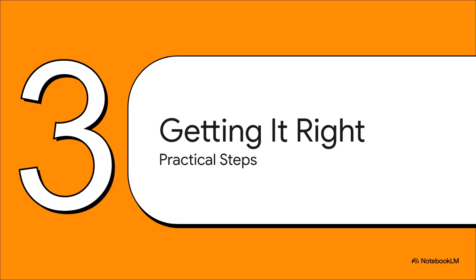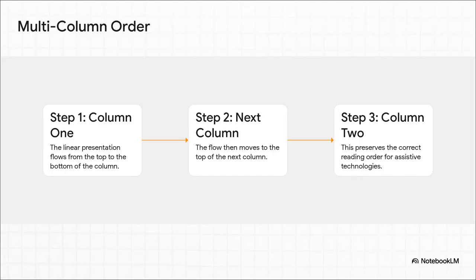Okay, so we've talked a lot about the why. Now let's get our hands dirty with the how. How do we actually make sure we're getting this right in the real world? Let's use a super common example, a 2-column layout on a web page. You and I, we just naturally know to read all the way down the first column, then hop back up to the top of the second one. That flow needs to be built into the code. A screen reader has to be told, okay, finish column 1 completely. Now you can go to the top of column 2. It seems so obvious to us, but it's incredibly easy to mess up in the code.